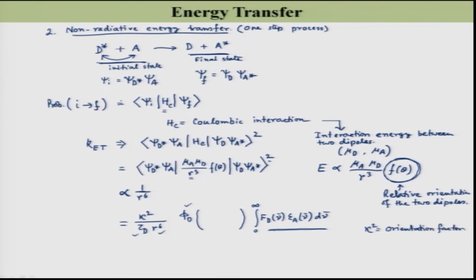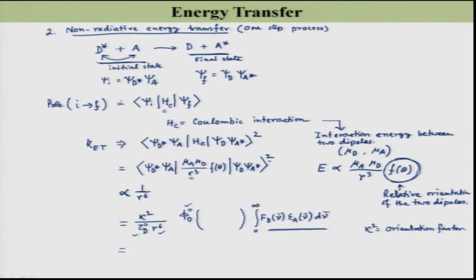where κ squared is known as the orientation factor. Now, considering that, obviously this τ_D I should write as τ_D0, because this is the lifetime of the donor in the absence of the acceptor. And obviously, I should also write this Φ_D as Φ_D0, because this is the fluorescence quantum yield of the donor in the absence of the acceptor.